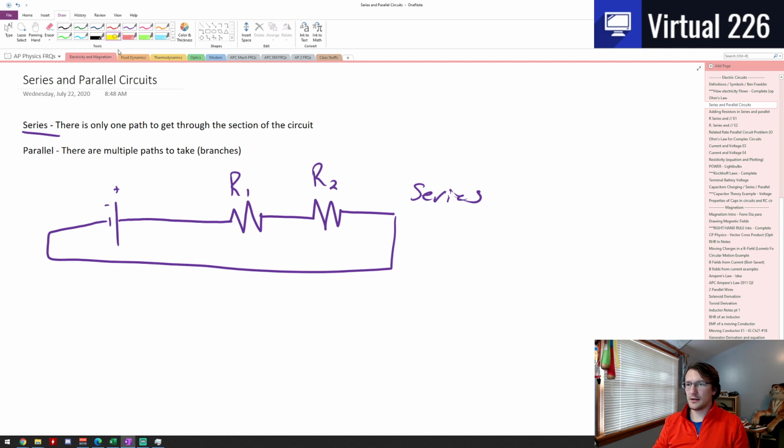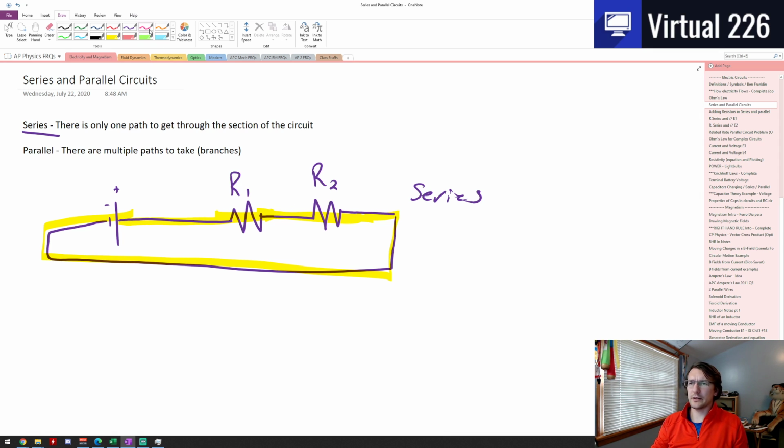If we take a look at the pathing, I come out of the positive end and I go through the first resistor and then the second resistor, and there's not even an option for me to go anywhere. I go through both, one right after the other. There's no option for me to change paths or anything. Those are clearly in series.